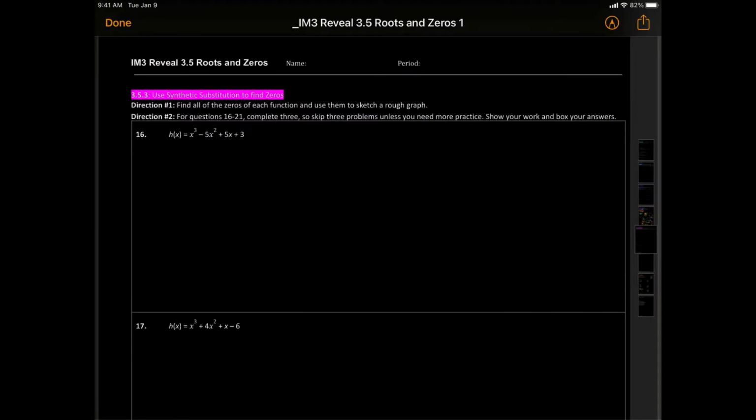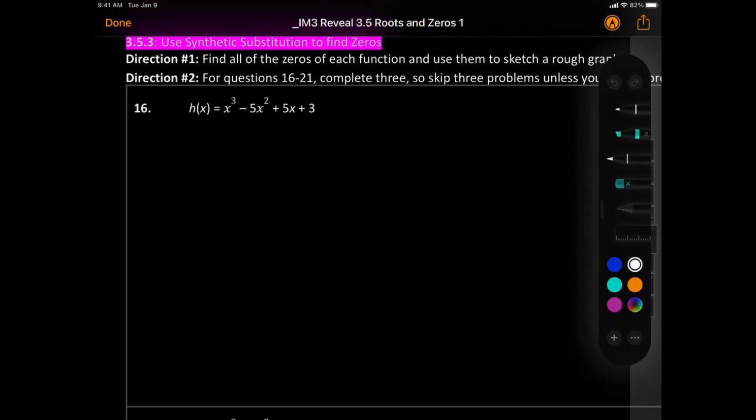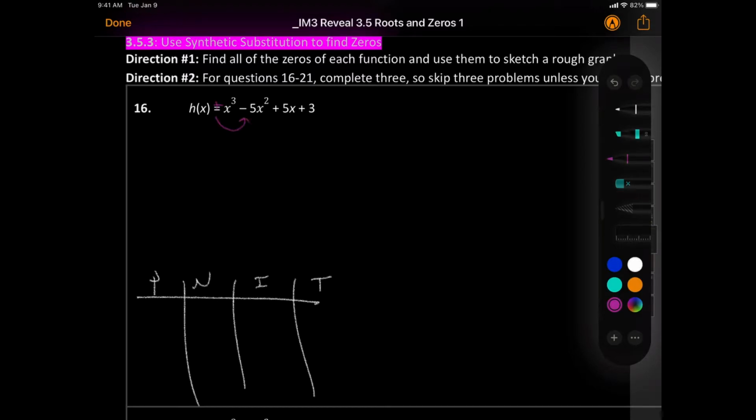All right, let's go over question number 16. And let's go ahead and get our chart ready. Positive, negatives, imaginaries, and total. So this is a positive, so that would be yes, yes, no. So our positives are going to be 0 or 2.